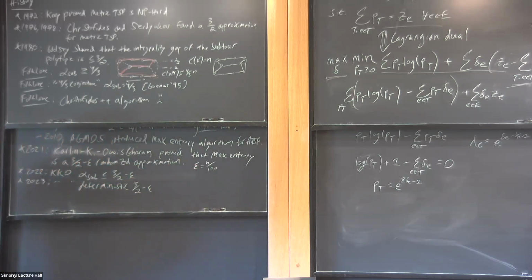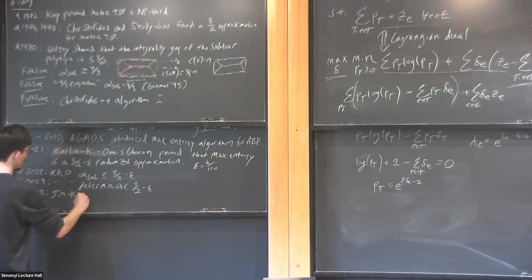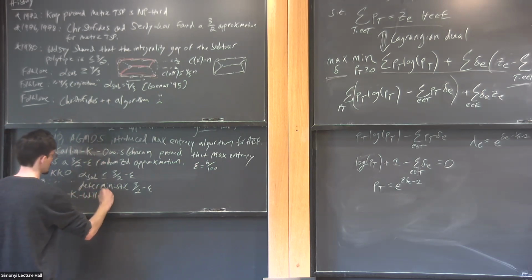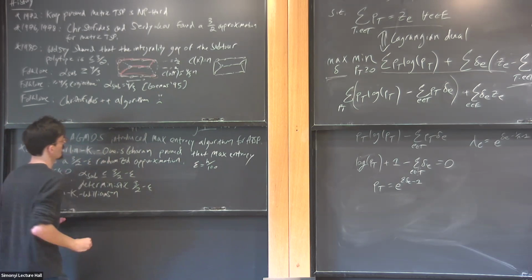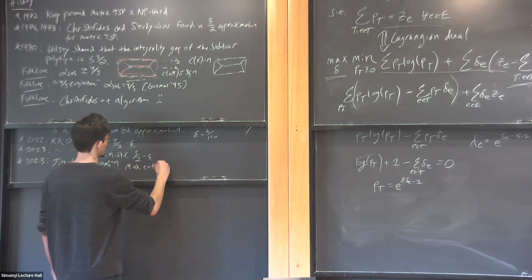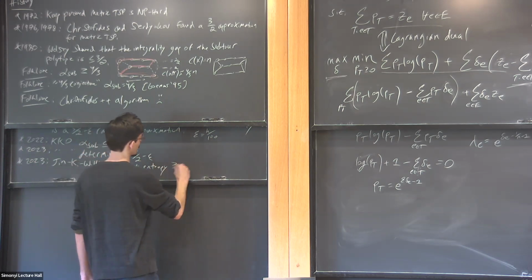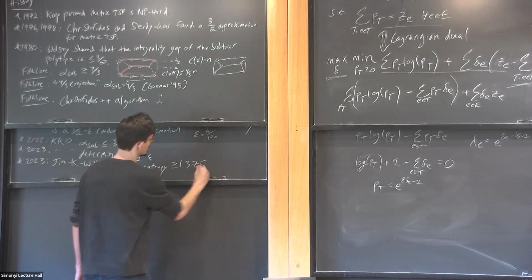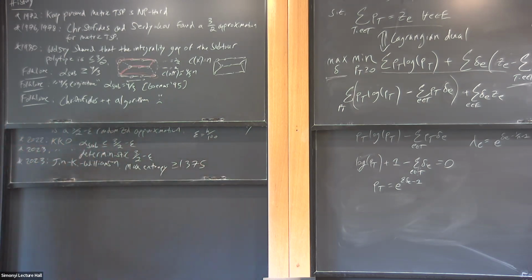Okay, yeah. And then pretty recently with Jin and Williamson, we proved that max entropy is no better than 1.375, which says that it does not resolve the 4/3 conjecture.